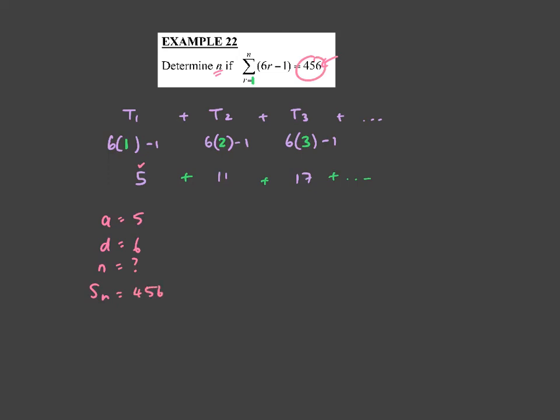Because we don't have the value of the last term, I won't use that formula with a and l, this n over 2 times (a plus l). So just use the default. In other words, Sn is equal to n over 2 times (2a plus (n minus 1)d). So let's go for it. So it's the sum of the first n terms. I don't know what n is.